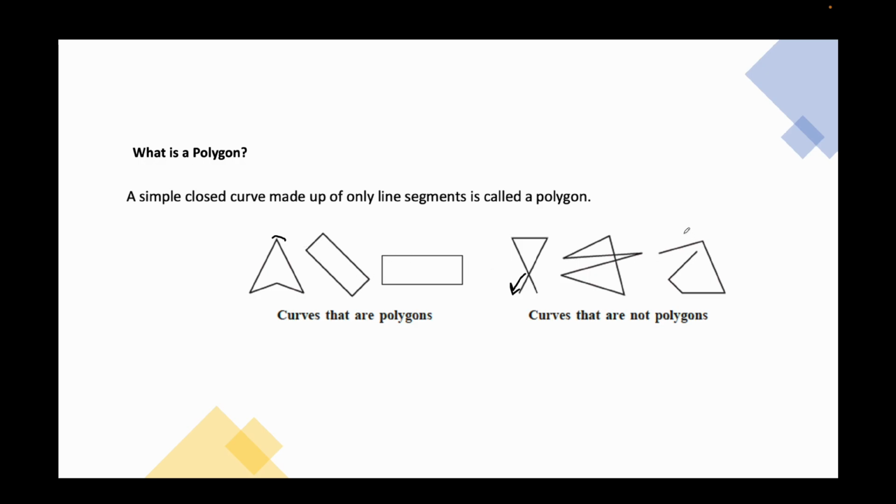This curve is not closed, so this is not a polygon, and this one is also extended towards its vertices. So this is also not a polygon. So this is what a polygon is.